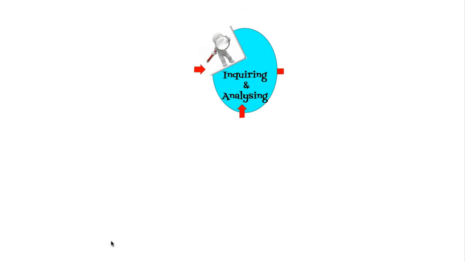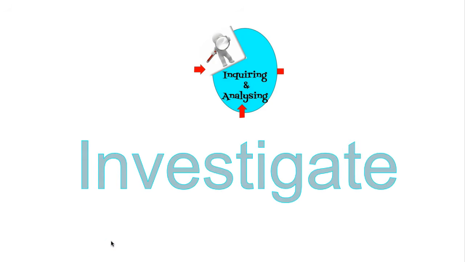In the inquiring and analyzing step, you identify a problem that needs to be solved and think about what you might need to know to solve the problem. Then you research in order to find the information that you need. Another word that you could use in place of inquiring and analyzing is investigate.